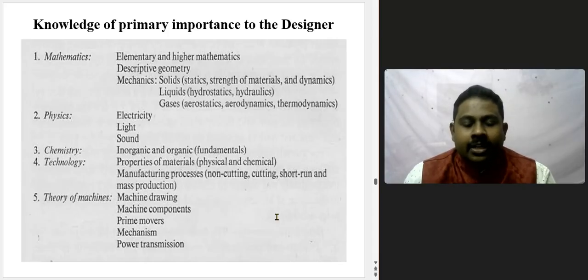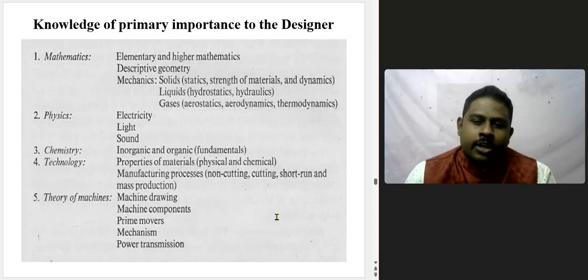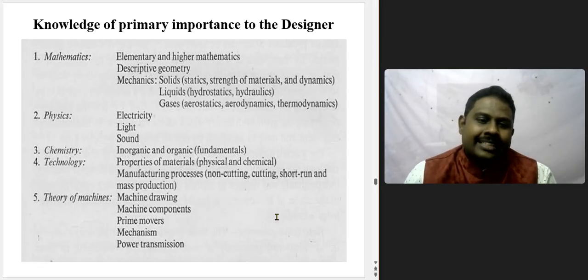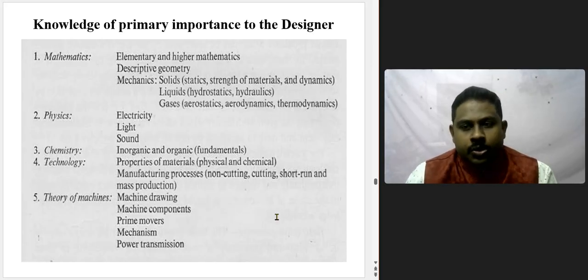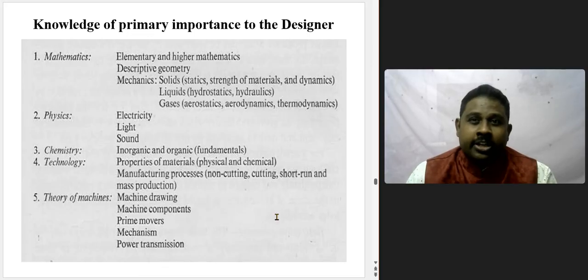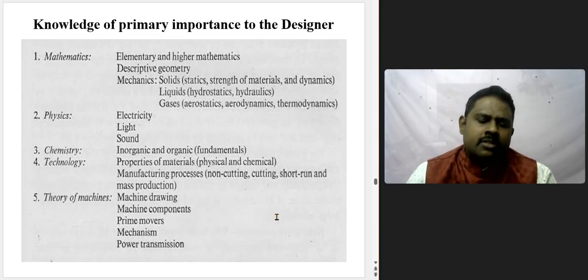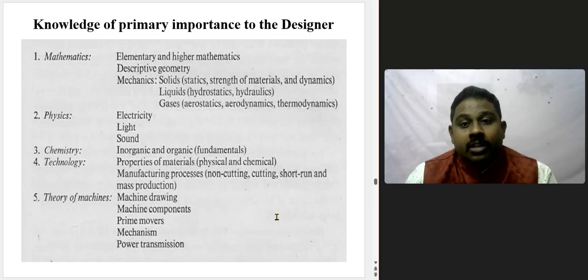So which is better, which way of joining, whether it is going to be additive solid geometry or it is going to be destructive solid geometry. So all of that is very important over here. Next is the theory of machines, like machine drawing, how you need to make the front view, top view and side view of the machines. Then machine components, prime mover, then mechanism and power transmission. So these are all the important knowledge for a designer.